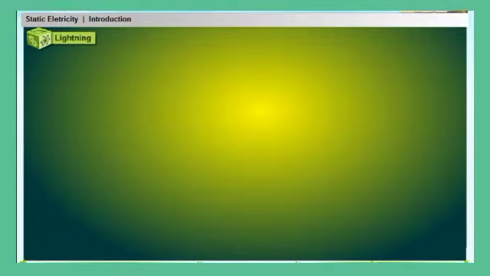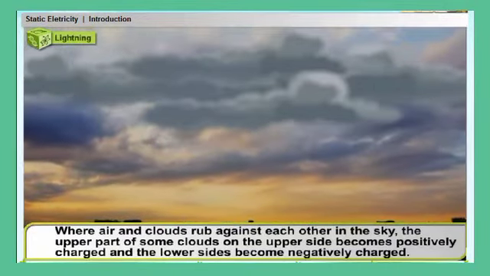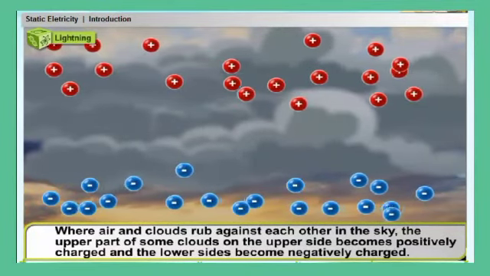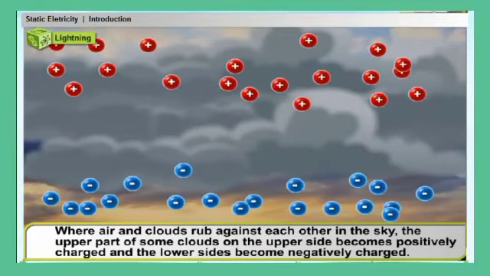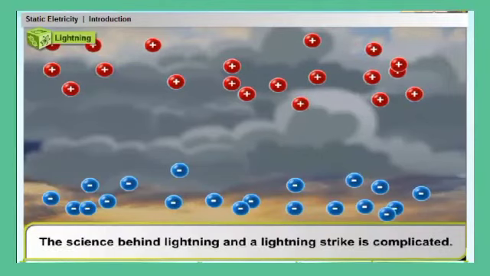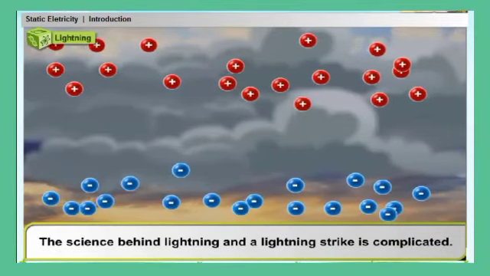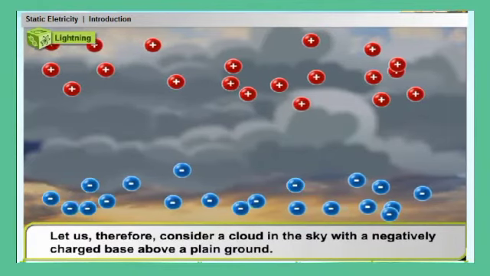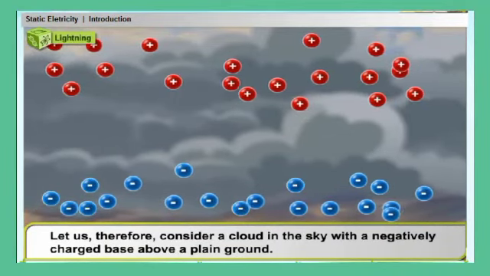Lightning. When air and clouds rub against each other in the sky, the upper part of some clouds becomes positively charged and the lower sides become negatively charged. The science behind lightning and a lightning strike is complicated. Let us therefore consider a cloud in the sky with a negatively charged base upon a plain ground.